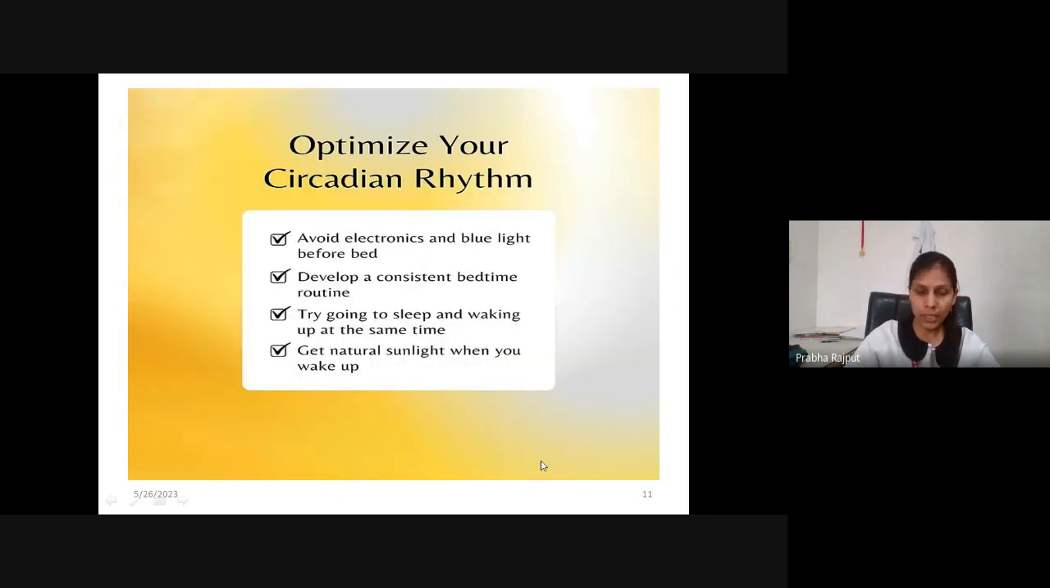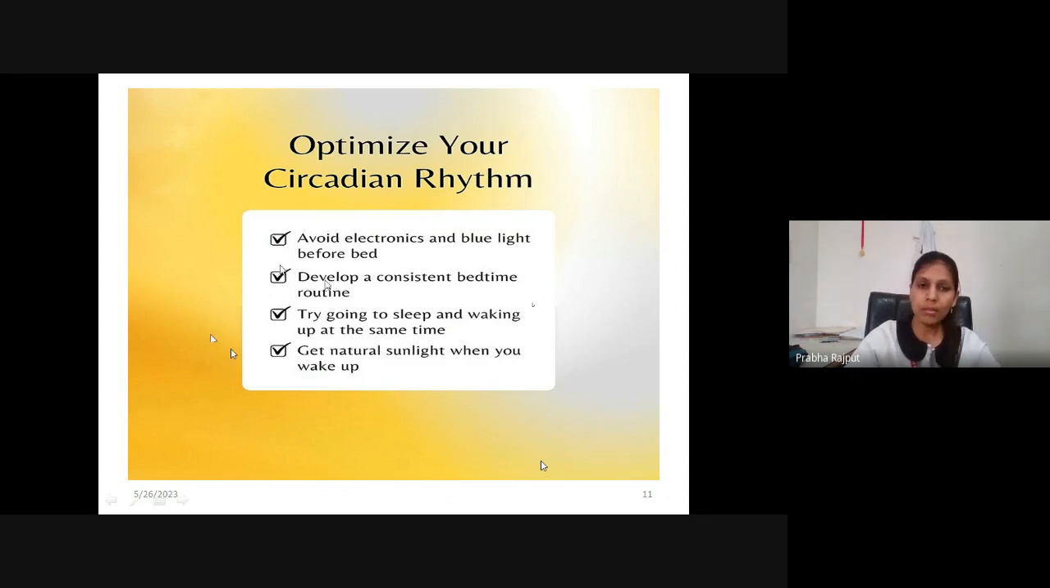So what is the take home message from here? We have to keep our circadian rhythm optimized. What we can do is avoid electronics and blue light when we are going to bed. We should keep a routine, consistent bedtime. Every time we should sleep at the same time, and every time we should wake up at the same time. When we wake up in the morning, we should get some natural light or sunlight for about 30 minutes, so that all our body functions will work properly.